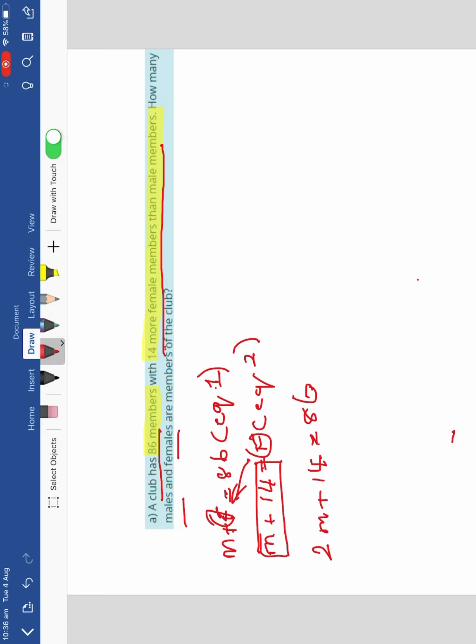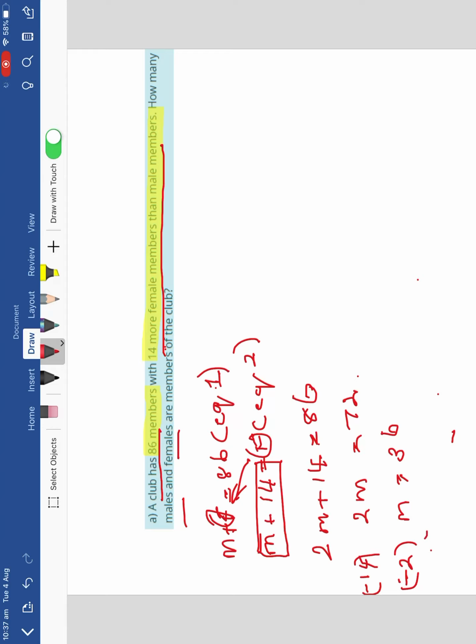Now, to solve for m, we need to firstly get rid of the 14. So what we do is we'll take 14 off both sides. Okay, we'll end up with 2m equals 72. So we took 14 off this side, and we took 14 off that side. Okay, so to get to m, we divide both sides by 2. So then we get m equals 36.